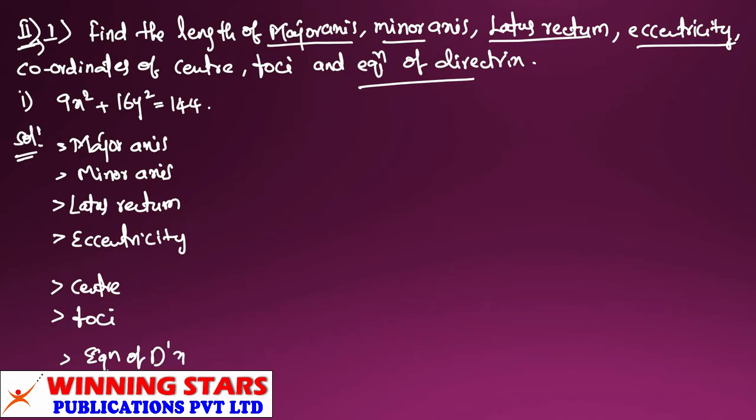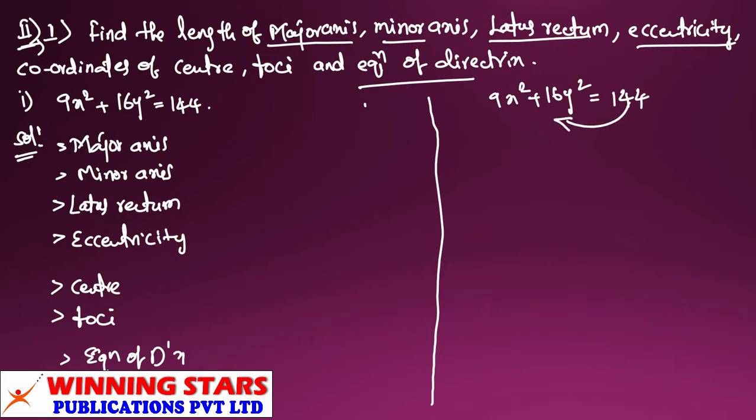Now start with the question here. The question is 9x square plus 16y square is equal to 144. So this 144 I will bring to the left side of the equation. I will divide by it: 9x square divided by 144 plus 16y square divided by 144 is equal to 1.